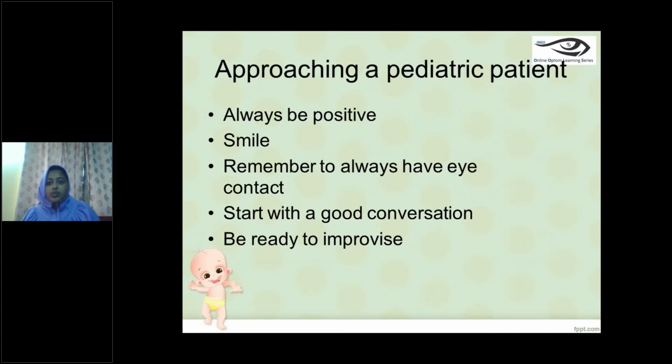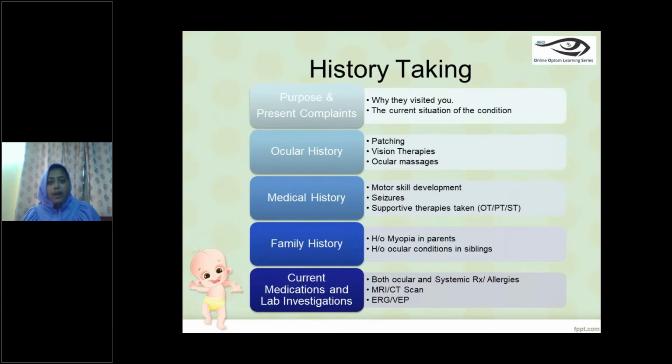Now this is a part which is very important for all our patients, be it pediatric, be it geriatric, be it anyone who is walking in: the history. What I'm going to tell you about is what we ask differently in a pediatric patient from the normal history which we usually take.